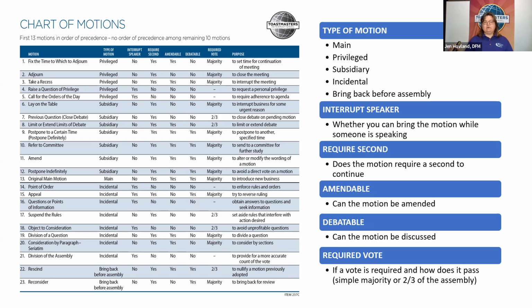If you say, I make a motion, and then you change your mind before you get a second, you can still withdraw your motion. So that is something that's not listed on the chart of motions, but that is a motion that you can do according to Robert's Rules.